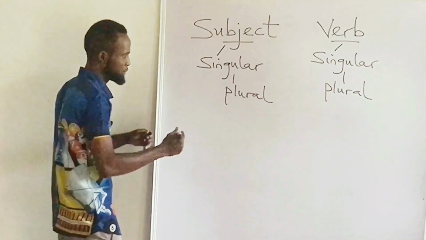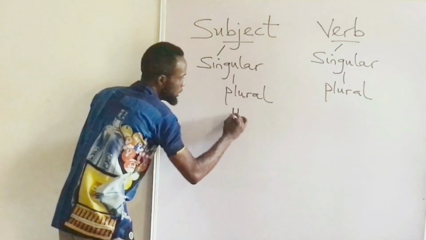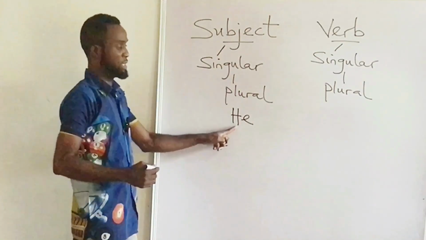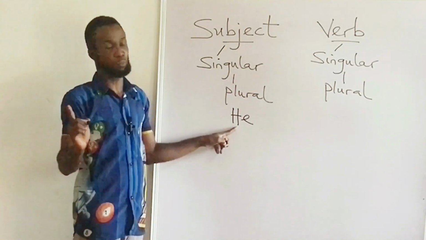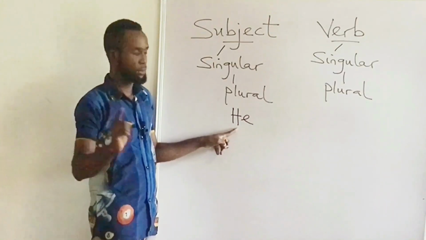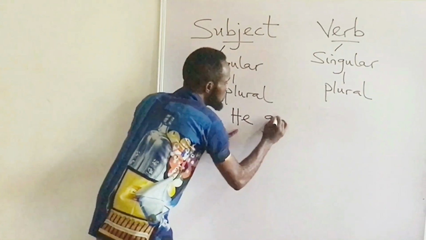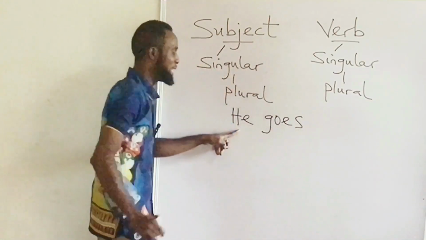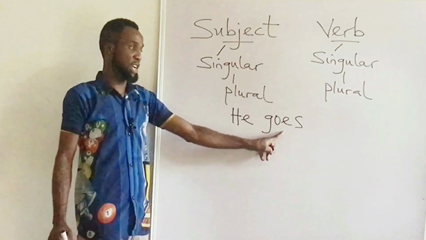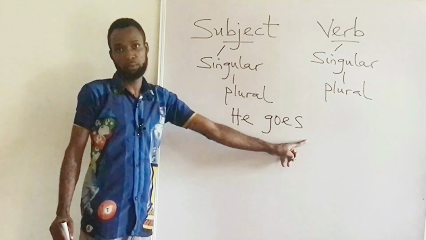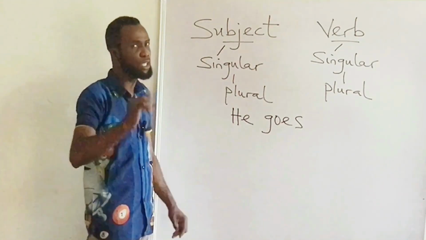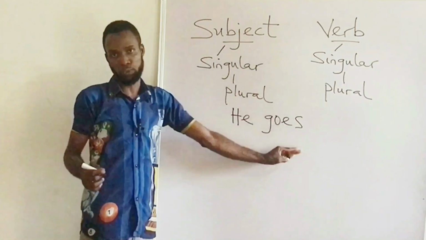So that we can have he. You see, this is a singular subject because it refers to one. Goes. So it takes a singular verb, a verb that ends with es. He goes. I cannot say he go. I have to say he goes.